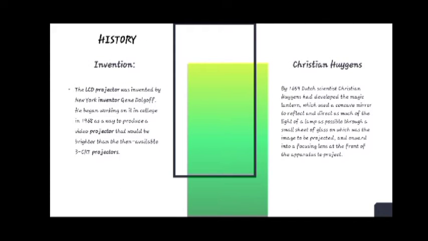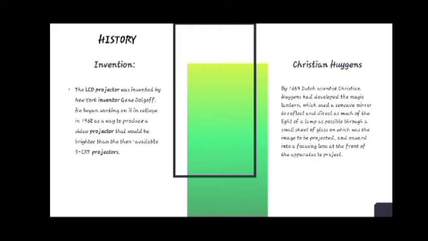History. Invention. The LCD projector was invented by New York inventor Gene Dolgoff. He began working on it at college level in 1968 as a way to produce a video projector that would be brighter than the available 3CRT projectors.